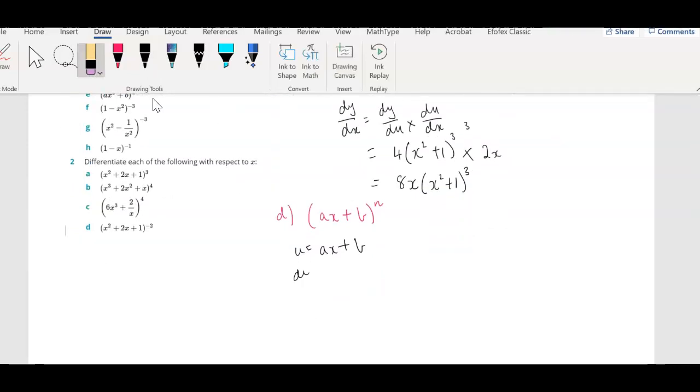My computer's getting a bit glitchy, so I'm hoping it's not going to get cranky and freeze on me. All right, so du dx is just going to be x.